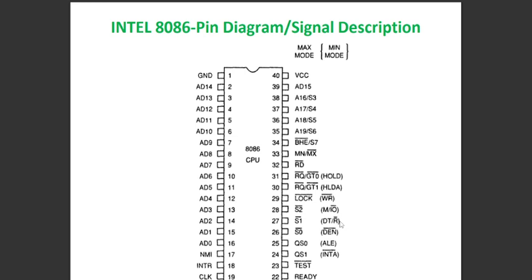DT/R stands for data transmit or receive signal, and it is available at pin number 27. It decides the direction of data flow through the transceivers. When it is high, the data is transmitted, and vice versa.